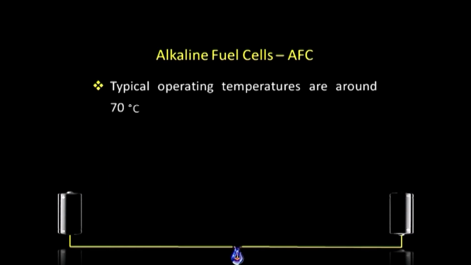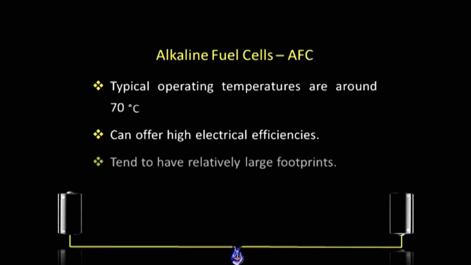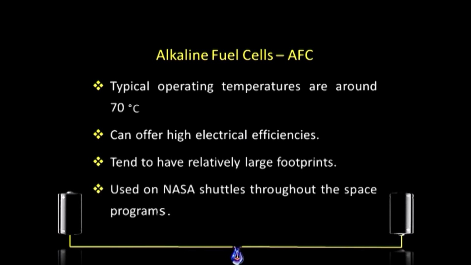The typical operating temperature range for these alkaline fuel cells is around 70 degrees Celsius and hence they can offer high electrical efficiency. These fuel cells tend to have relatively large footprints and hence were used on NASA shuttles throughout the space program. Now the next type of fuel cell is the solid oxide fuel cell.